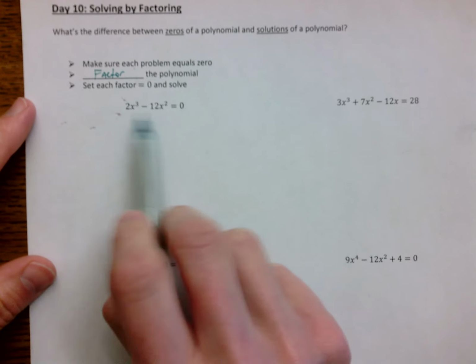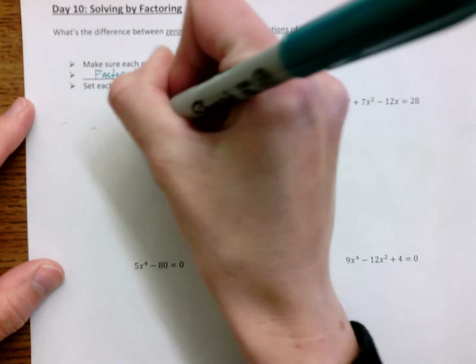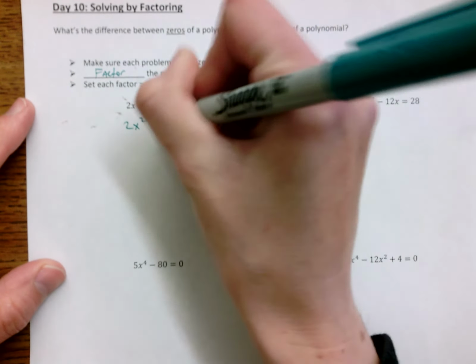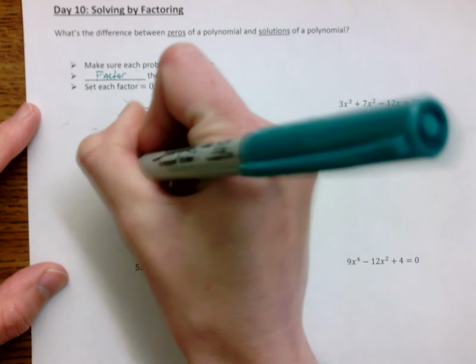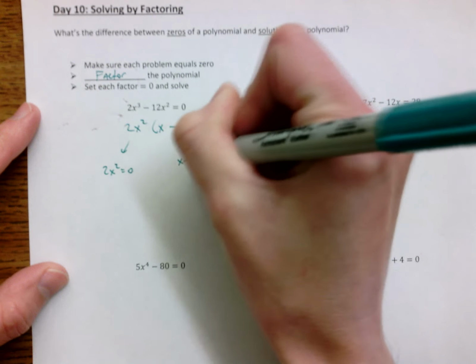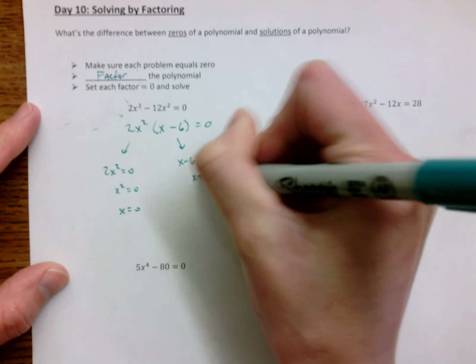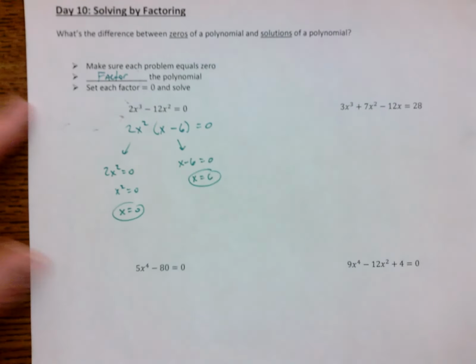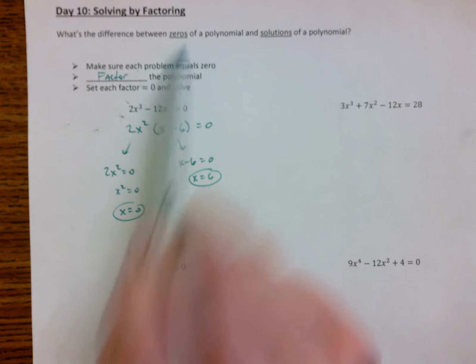This guy here, this is a GCF factoring. Don't forget that that exists. Okay, so the common factor here would be 2x squared. And when I pull that out, I'm left with x minus 6. So then either 2x squared equals 0 or x minus 6 equals 0. And we solve this, we're going to get 0 and 6. Okay, and there are the solutions to this polynomial. This would be considered solutions because it's an equation with one variable, not zeros because it's not a function.